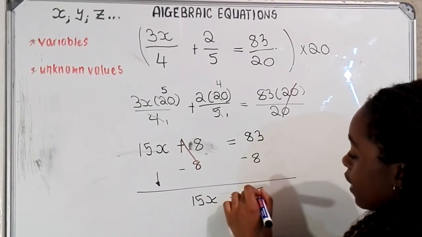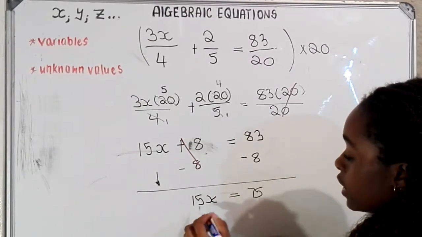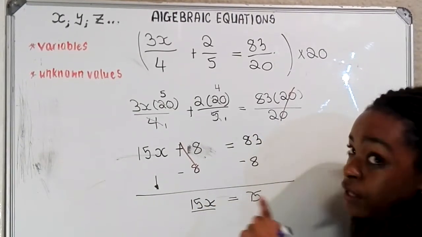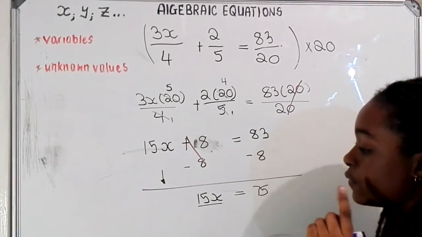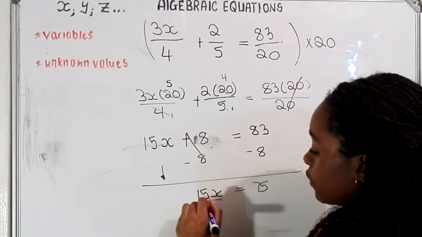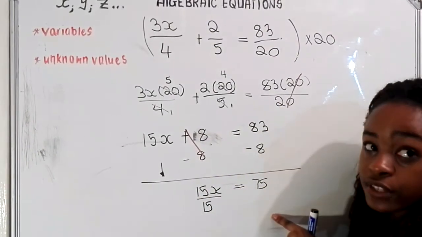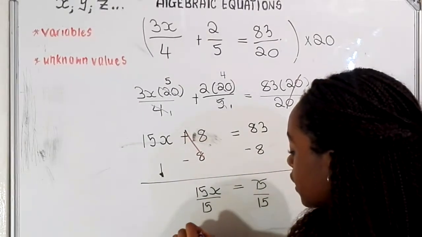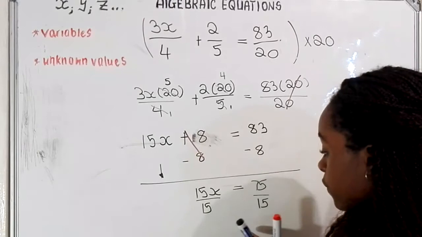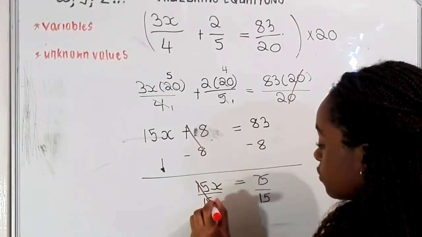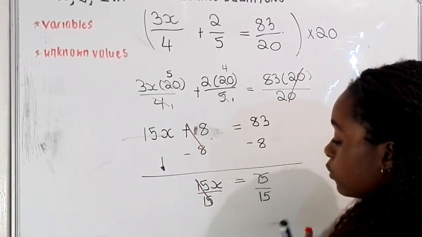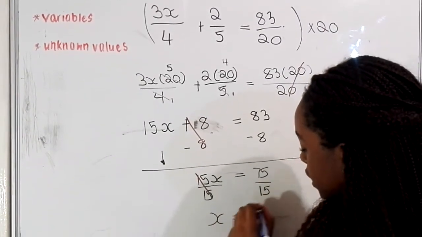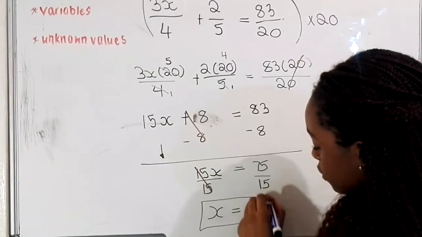answer of 75. And we can divide by 15 because 15 is being multiplied by x. The inverse is division, so we'll divide by 15. Whatever you do on this side, you must do on the other side as well. So we divide by 15, and then we'll have x. So the 15 and 15 will cancel. You have x on its own on one side is equal to 5, okay? So that's our answer. That's the value of x, okay?